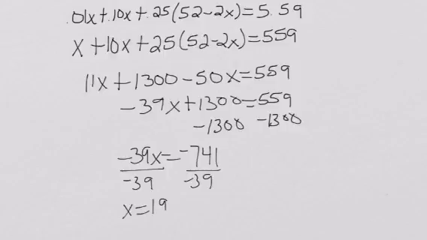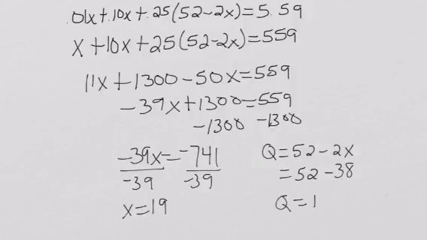So that means I have 19 pennies. I also have 19 dimes. Well, remember quarters was 52 minus 2x. So if x is 19, quarters is 52 minus 2 times 19, which is 38. And so we get quarters equals 14. So we have 19 pennies, 19 dimes, and 14 quarters.